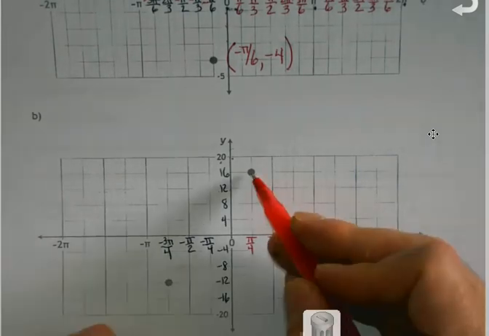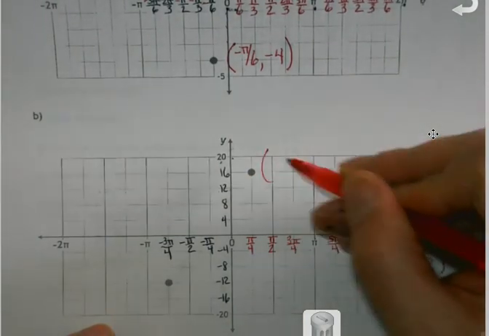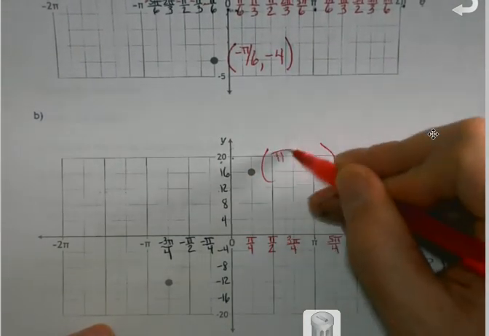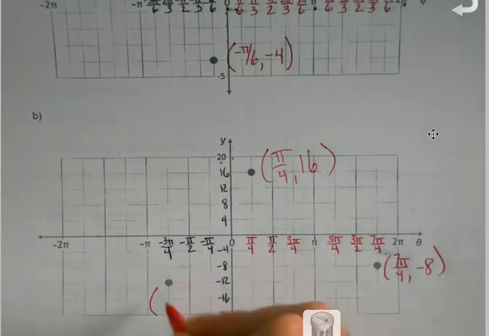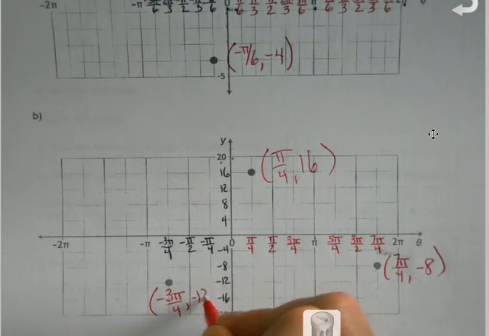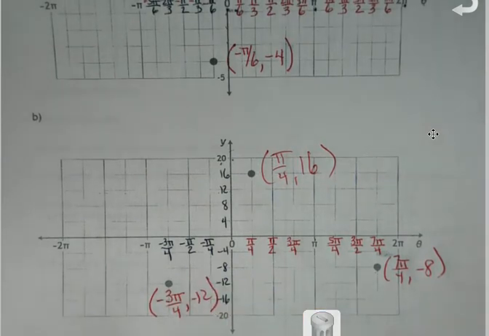What about the one up top? Pi over 4, 16. So I have to pay attention to both axes because they can change values just like that. And then what about that last one to the left? Negative 3 pi over 4, negative 12. Okay, so if we're just looking for coordinates, we just got to make sure our axes are labeled well, and we should be okay and in good shape there.